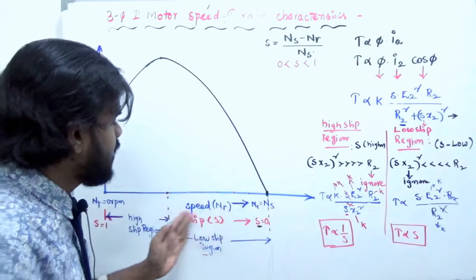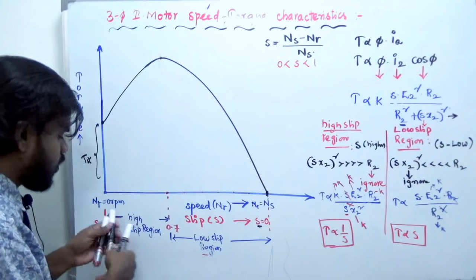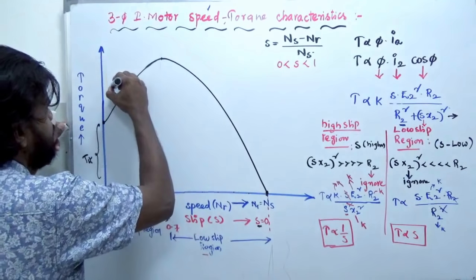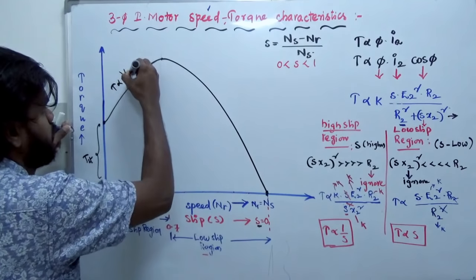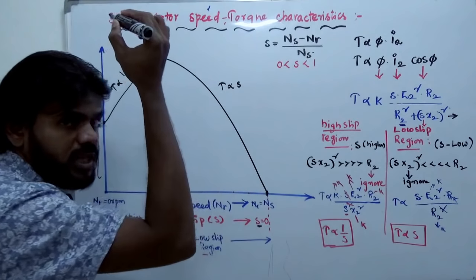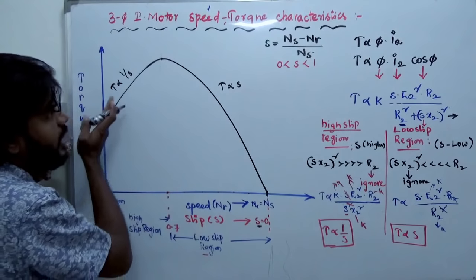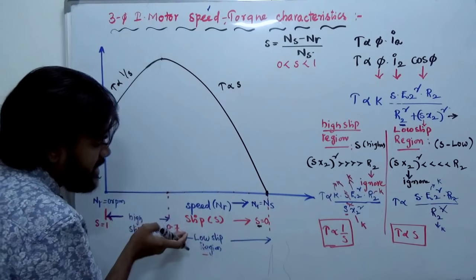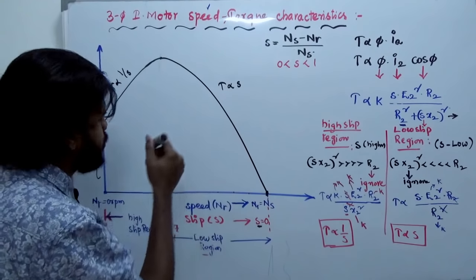So here in this region, torque is inversely proportional to the slip, and here torque is directly proportional to the slip. That's why as the slip values are going down, the torque will rise here, and here as the slip values are going down, the torque will go down because it is proportional.